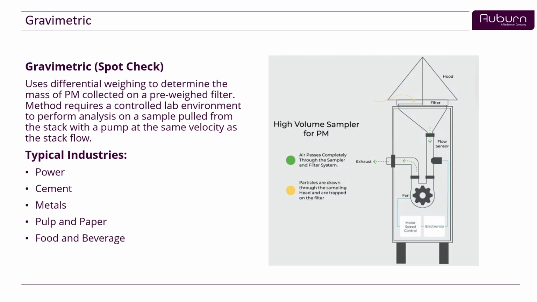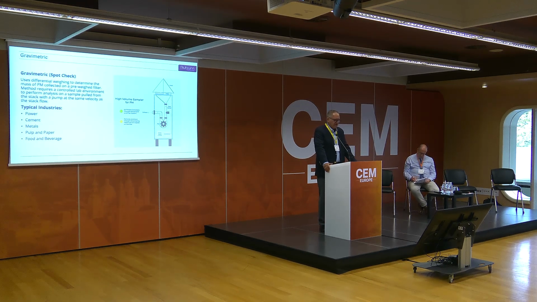Gravimetric or spot checking uses differential weighing to determine the mass of particulate matter collected on a pre-weighed filter. This method requires a controlled lab environment to perform analysis on the sample pulled from the stack with a pump at the same velocity as the stack flow. So it's an extractive measurement. It doesn't provide continuous monitoring. The typical industries are power, cement, metals, pulp and paper, food and beverage.